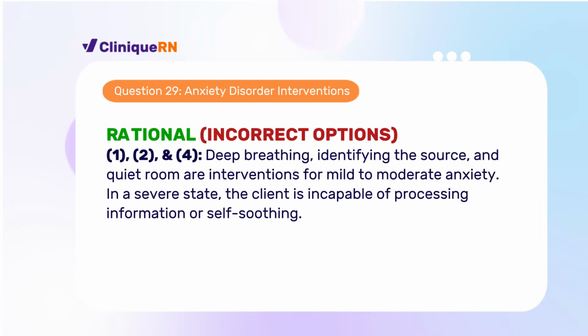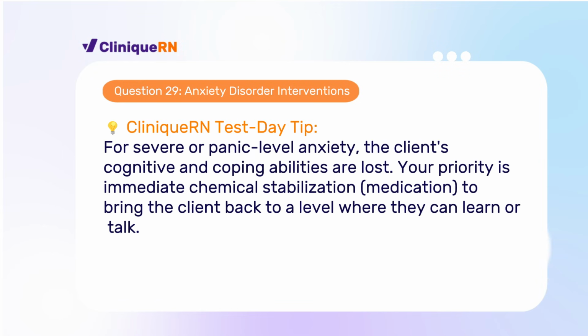Incorrect options: 1, 2, and 4. Deep breathing, identifying the source, and quiet room are interventions for mild to moderate anxiety. In a severe state, the client is incapable of processing information or self-soothing. Clinique RN Test Day Tip. For severe or panic-level anxiety, the client's cognitive and coping abilities are lost. Your priority is immediate chemical stabilization medication to bring the client back to a level where they can learn or talk.